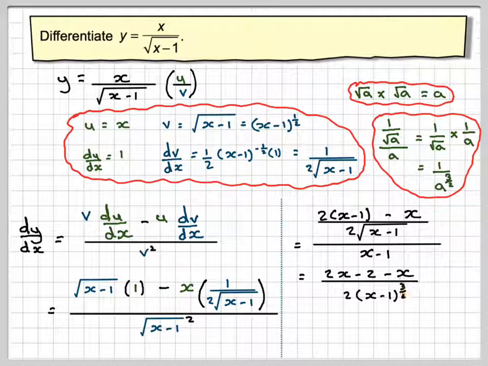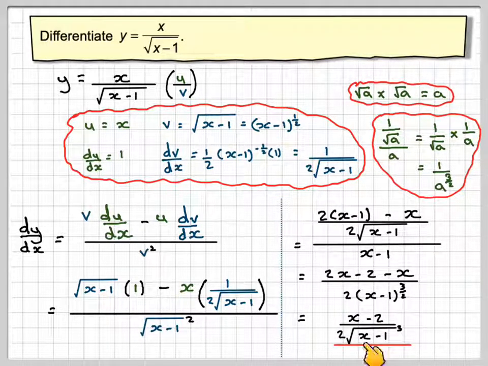Now 2x minus x gives me x, so we get x minus 2 in the numerator, and the denominator we're going to write as 2 root x minus 1 to the power of 3, or you could leave it like that.